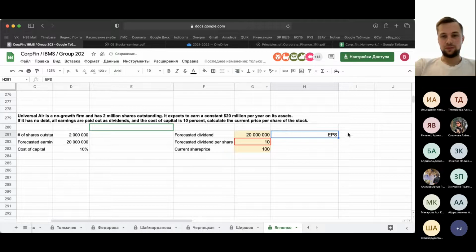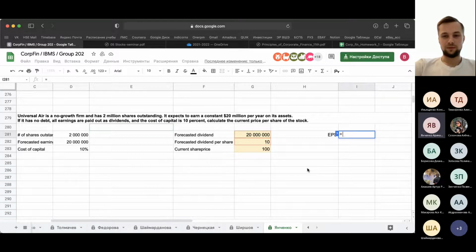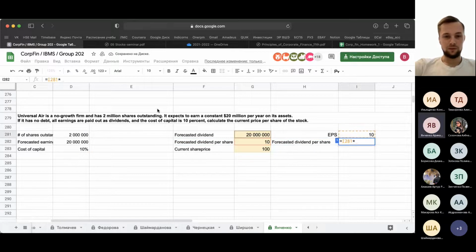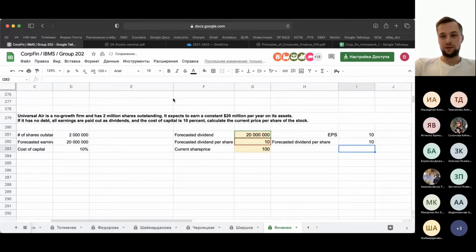So what will be earnings per share in this case? It's forecasted earnings divided by the number of shares, yes? It will be 10. And then to find the forecasted dividend per share, we can multiply earnings per share by the payout ratio. And actually, if all earnings are paid out as dividends, the payout ratio is 100%. So we can do it in this way.